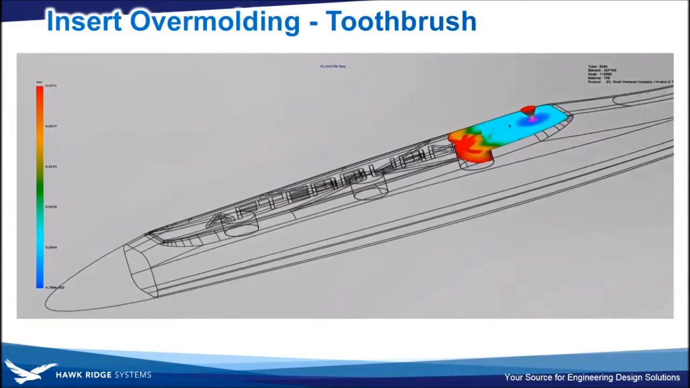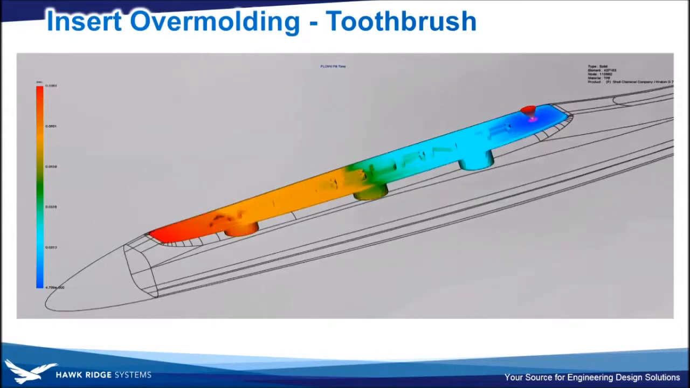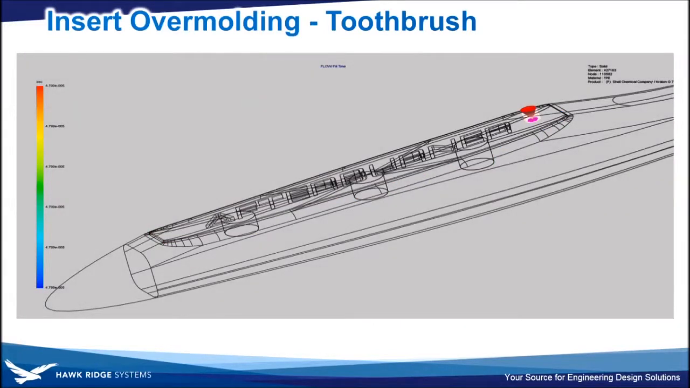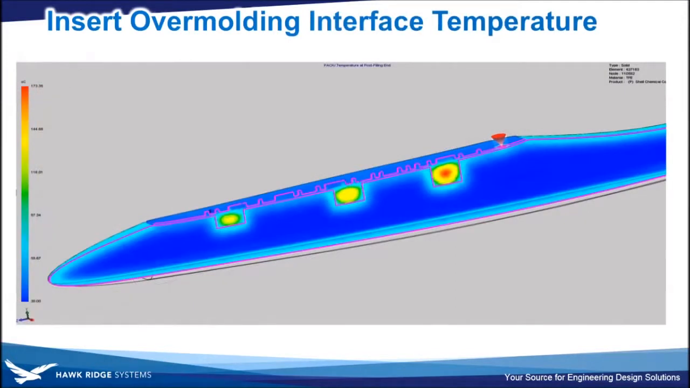You can see here, this is insert overmolding of a toothbrush. That might be like a hard plastic handle with a softer rubber grip, maybe like a TPU material. And again, the heat transfer between those two dissimilar plastics is one of the key things that we need to pay attention to here, as far as whether or not they've bonded.